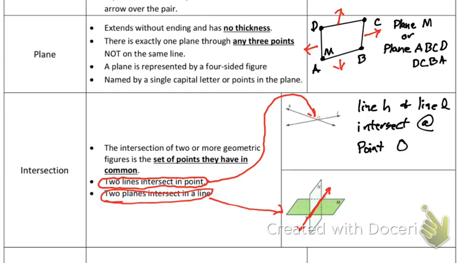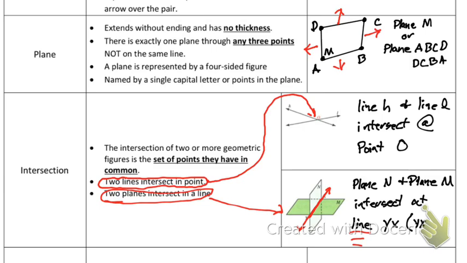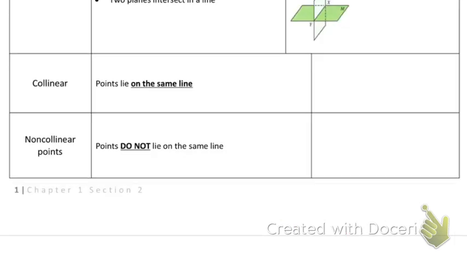So the way we might denote that, we might say plane N and plane M intersect at line, notice an entire line, YX. Let's call it YX. What we're going to do in the future is we're just going to call it YX and we'll draw a line above it. But I want to really emphasize that it's a line and this one is a point. All right, so that is our intersection of planes.